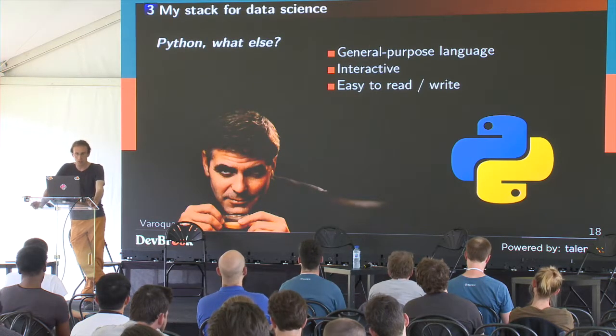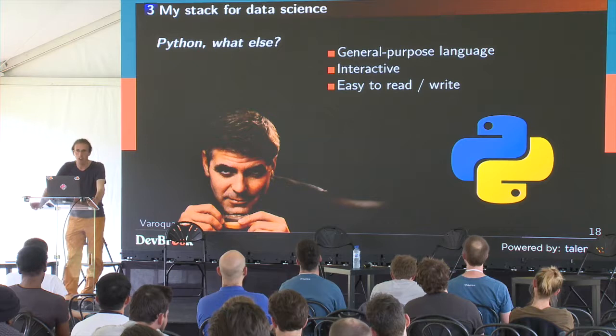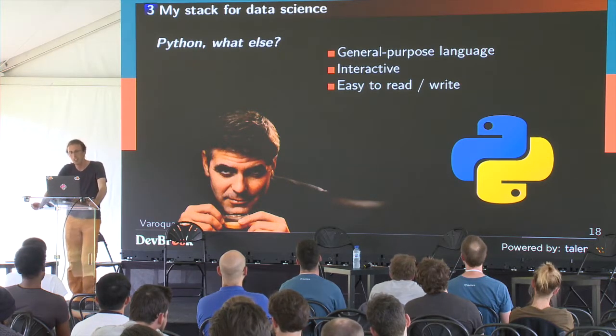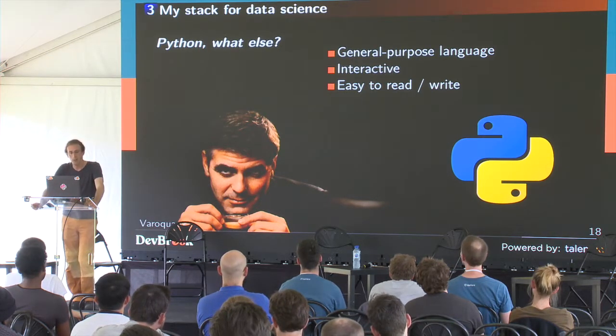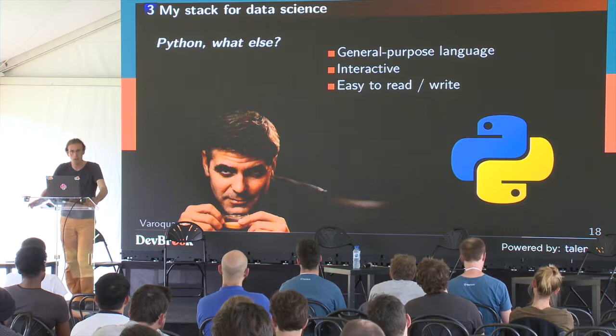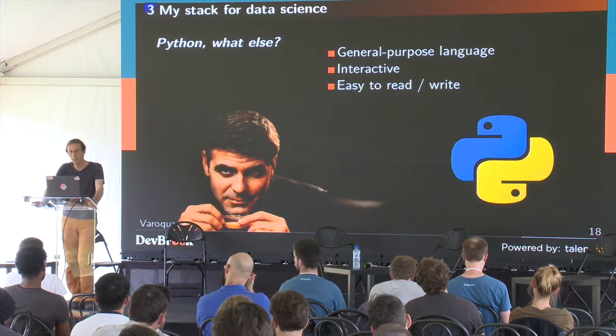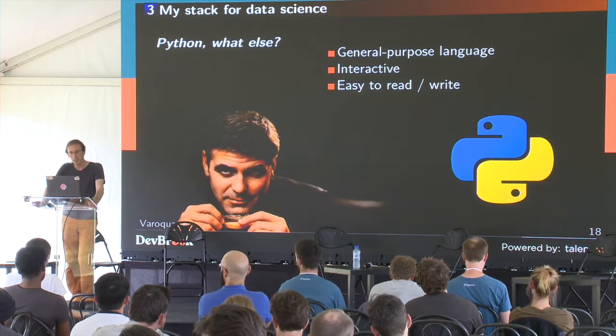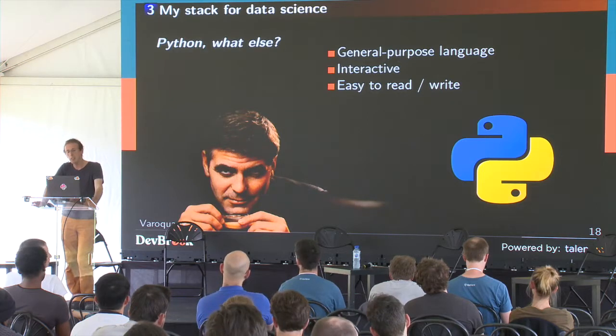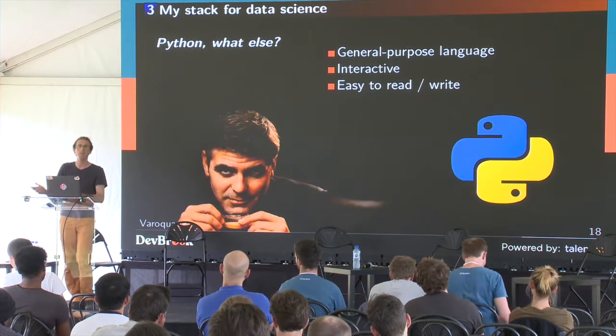So first, what tool stack do I use? I only work in Python, and it's been like this for almost 15 years. Why did we choose Python? Because it's a general purpose language, not a numerical language. I want to be able to bridge to people who don't do numerics. Because it's interactive, and because it's easy to read and write. And it's about crossing the boundaries between fields.